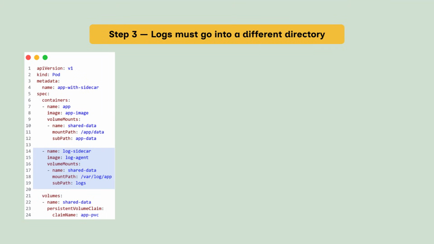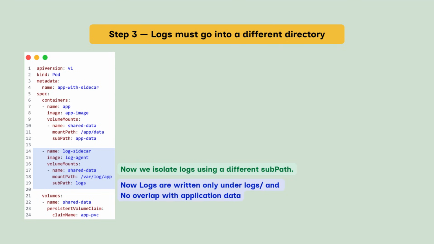Next, logs must go into a different directory. Now we isolate logs using a different subPath. Now logs are written only under logs/ and there is no overlap with application data.